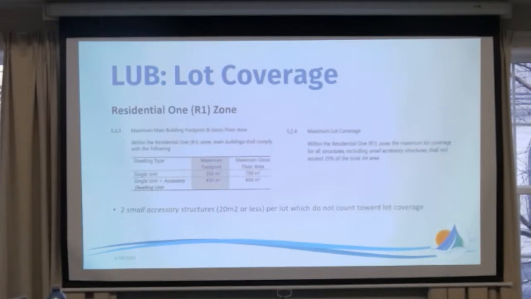So lot coverage. This was something that garnered, I think, a good bit of interest, and rightly so. I apologize that this may seem a little bit confusing. It's not meant to be, and I'd be happy to explain it. But first, we're talking about the residential one zone. So this is what's currently called the estate residential zones, the peninsular areas, basically, for the most part.